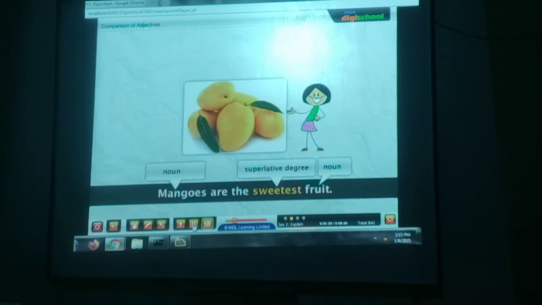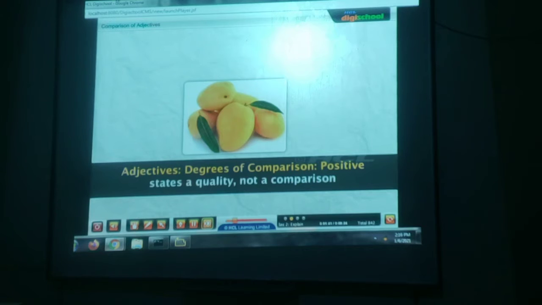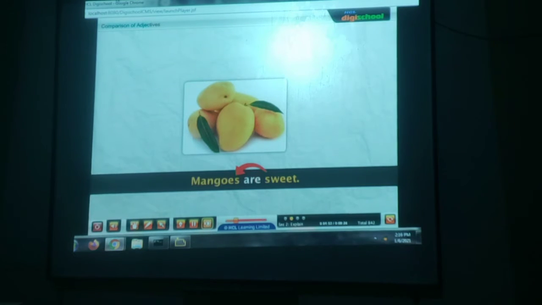Let's understand these three degrees using the fruit example more clearly. The positive degree of an adjective says something only about the quality of the noun. The positive degree of an adjective is the adjective in the simplest form or in its base form. For example, mangoes are sweet. In this sentence, the adjective sweet is telling you about the fruit mango, that this fruit is sweet. It is not comparing mangoes to anything else. So, it is the positive degree of comparison.